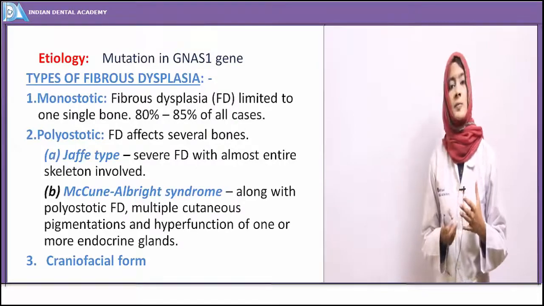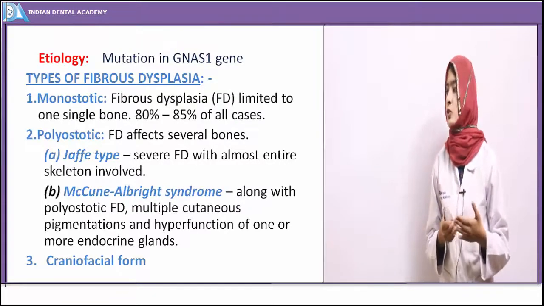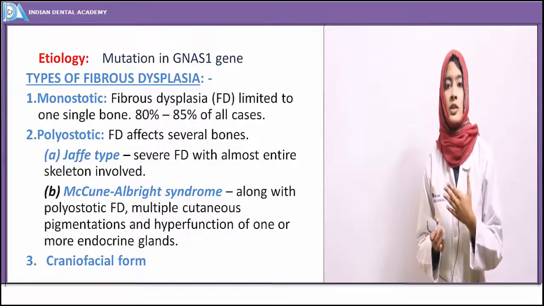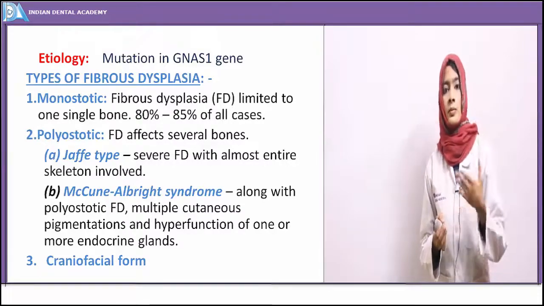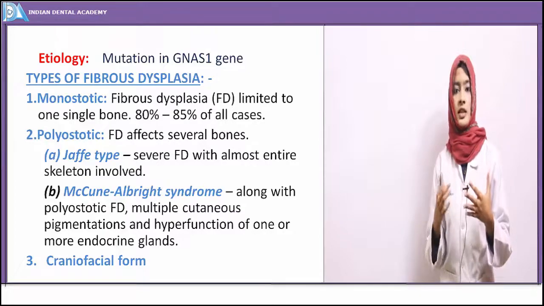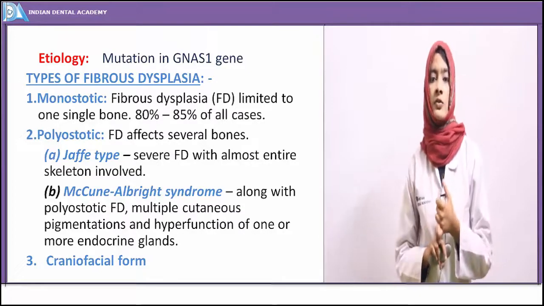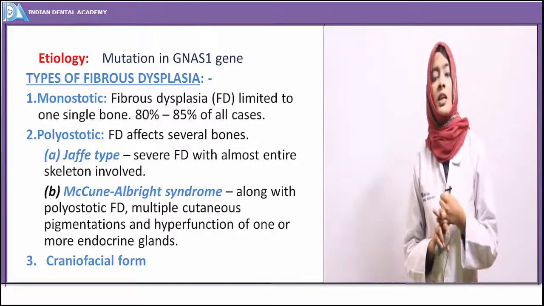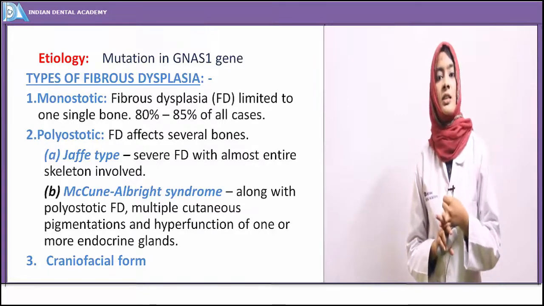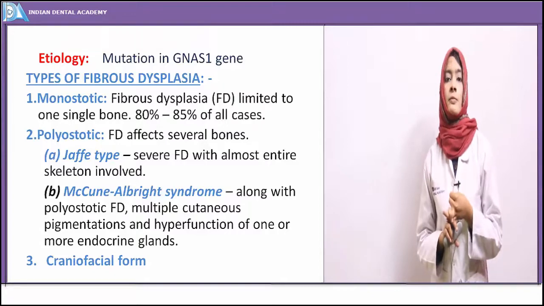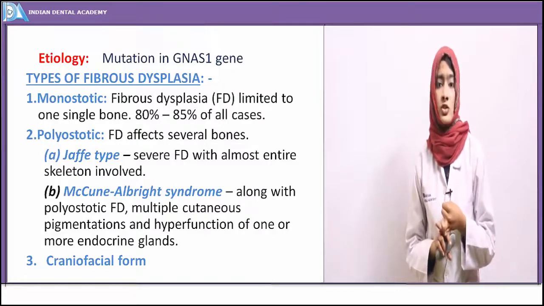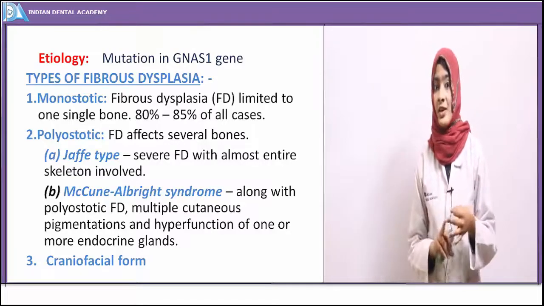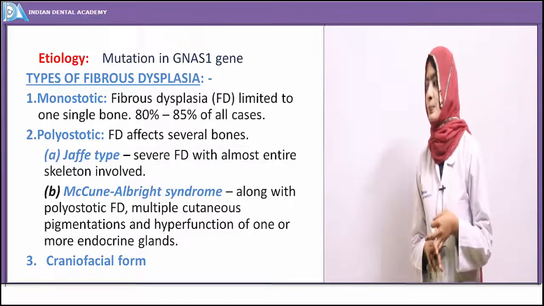So fibrous dysplasia is caused due to a mutation in the GNAS1 gene. The mutation of this affects in three ways. First, there will be hyperfunction of the endocrine glands. Then there will be a defect in melanocyte formation or deposition. An increased deposition of melanocytes is seen, so that accounts for the café au lait spots seen here.